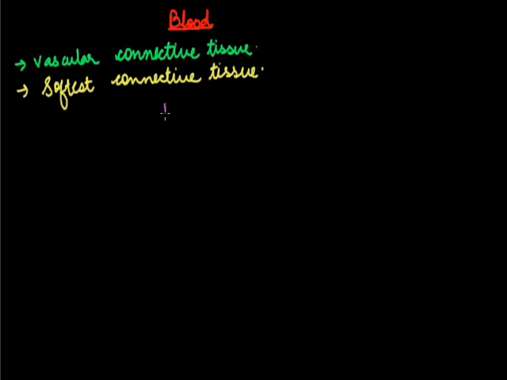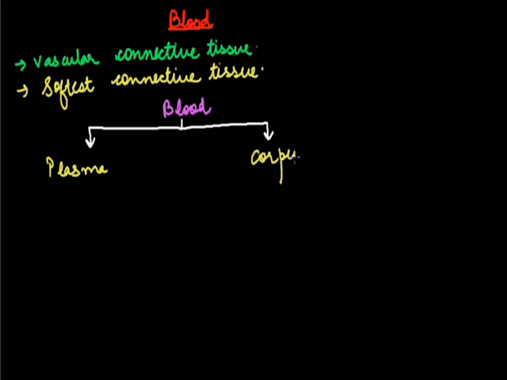Now coming on to the composition of blood, the blood contains two portions. One is plasma and the other is the corpuscle portion. The plasma portion comprises around 55% of the blood, whereas the corpuscles comprise only 45% of the blood.